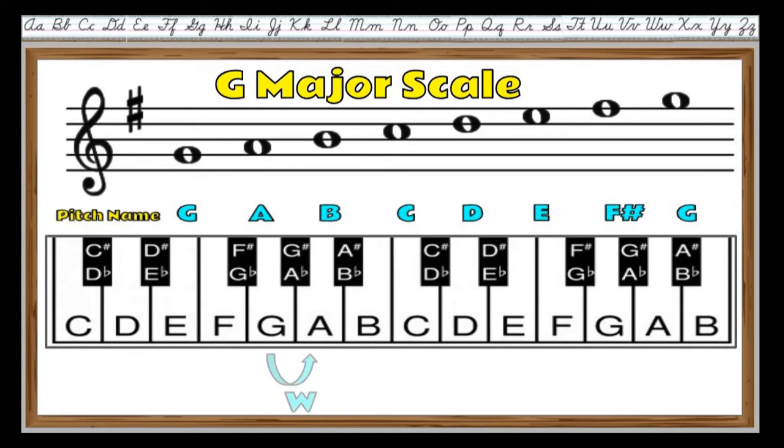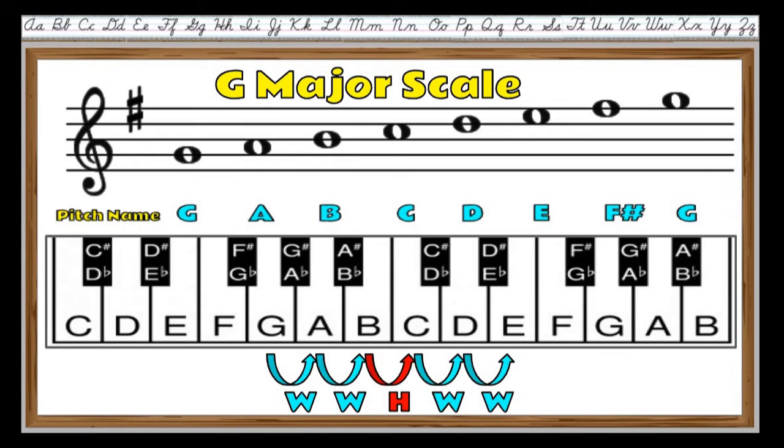G to A is whole step. A to B is whole step. B to C is half step. C to D is whole step. D to E is whole step. And E to F sharp is whole step. F sharp to G is half step. Now, let us listen to the sound of G major scale in ascending and descending manner.